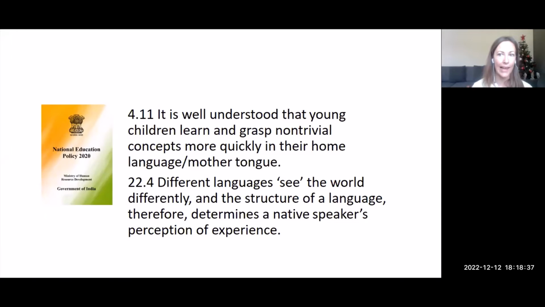So rather than explaining that mistake in English, it's going to be something that that child can grasp more easily in their home language. And the second point here, different languages see the world differently. The structure of a language determines a speaker's perception of experience. So again, we need to think about the languages our students are bringing to the classroom and the links that they'll be making when they see English. And some of them we might not even know about because we don't know that learner's home language. And that's okay. We can make use of it still by relying on other learners in our classroom.